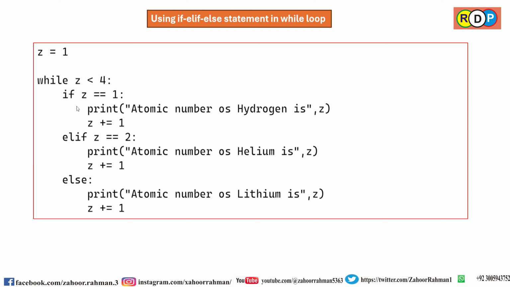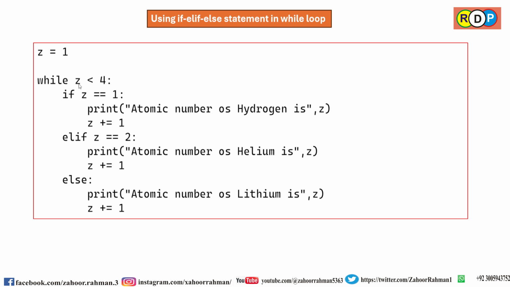Then I am checking if z is equal to 1, print atomic number of hydrogen is 1, and z will be incremented and become 2, and again it will come here and 2 will be tested. 2 is less than 4, yes, it is true, so it will check this one. 2 is equal to 1, it is not, so it will go to elif. 2 is equal to 2, yes it is, so it will print atomic number of helium is 2, and here it will increment by 1.